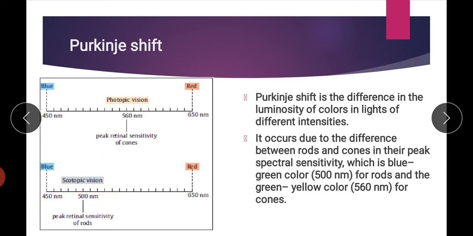So this difference in the luminosity of color in light is known as the Purkinje shift. It occurs due to the difference between rods and cones in their peak spectral sensitivity, which is blue-green color for rods and green-yellow color for cones.